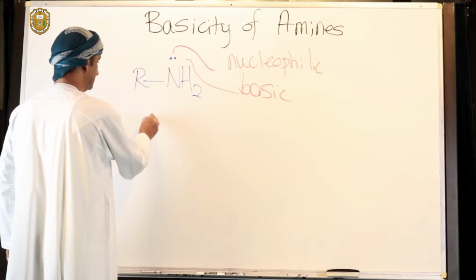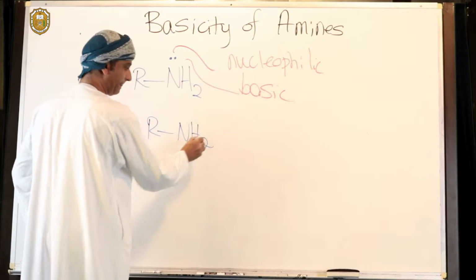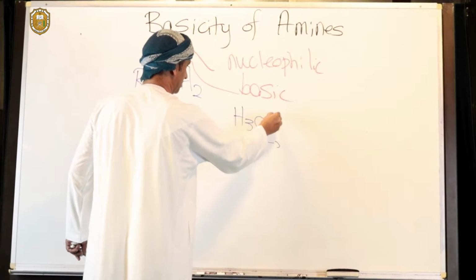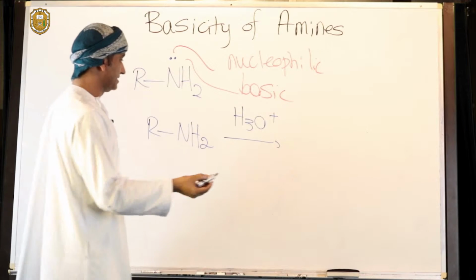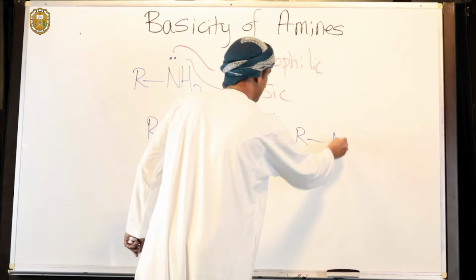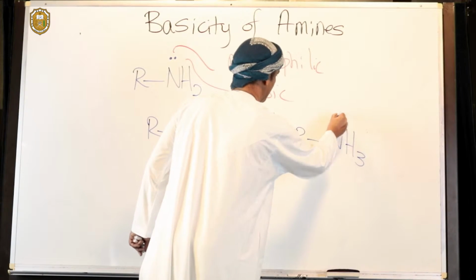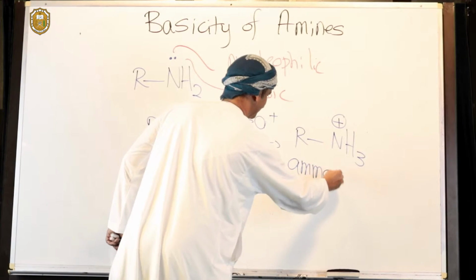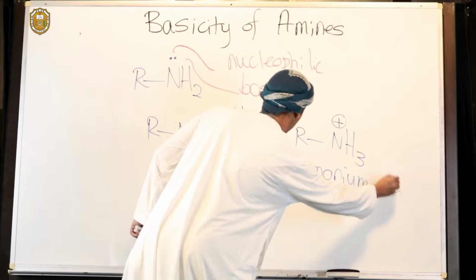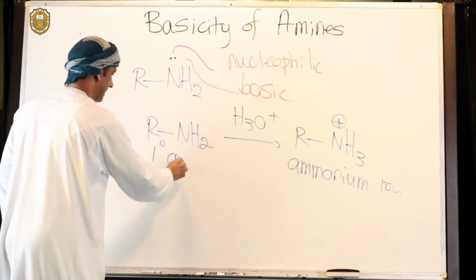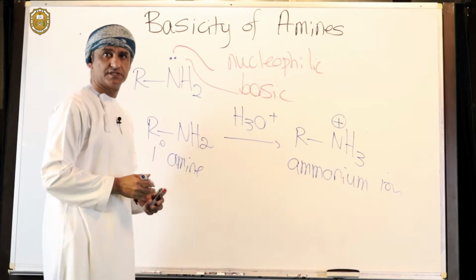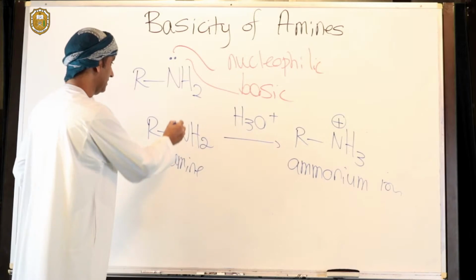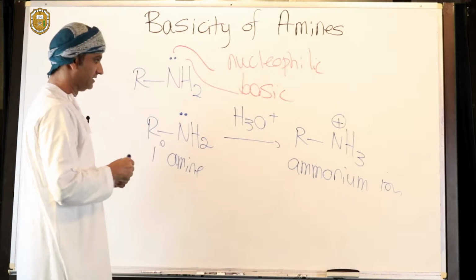Now, if a primary amine of this type, RNH2, reacts with H3O plus or H plus, or a proton coming from an acid, what's obtained is the corresponding ammonium ion. So this is the ammonium ion, and of course this is a primary amine. We could have a secondary amine, of course. This is just an example, a primary amine. If it picks up a proton from an acid, of course the corresponding ammonium ion is formed.